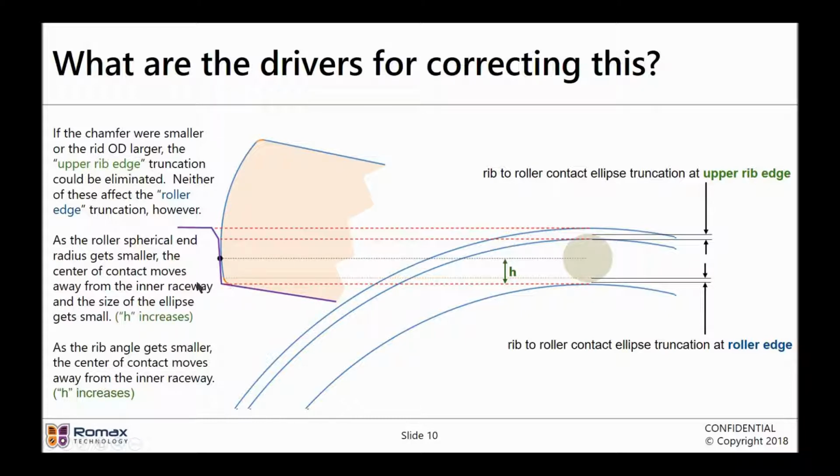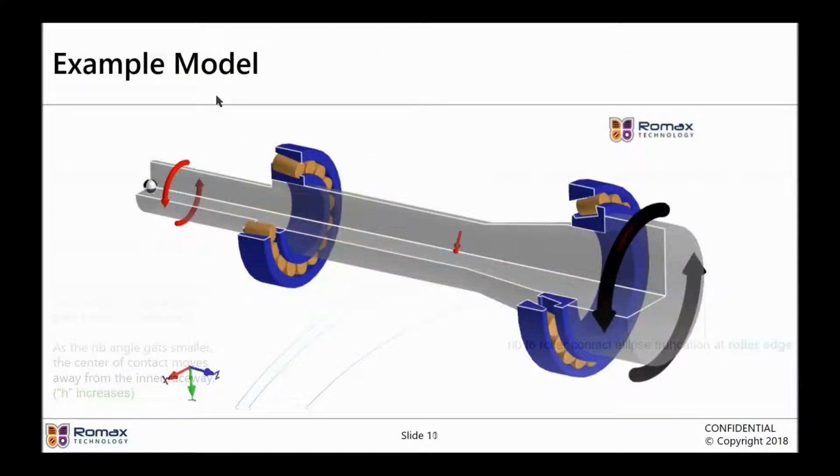So we will look at first modifying the spherical radius and rib angle, and then we'll actually look at moving this rib up and giving us some more room to work with, to try to get the ellipse between these two limitations. And that we will be doing in this example model.